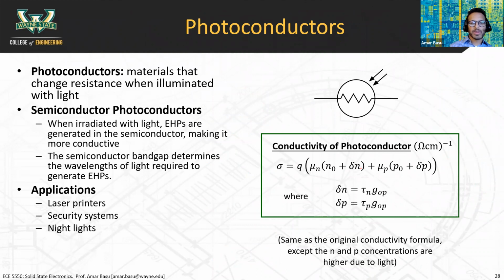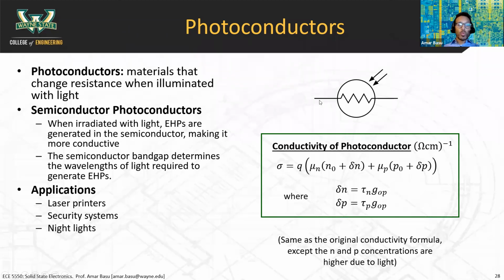Photoconductors are materials that change resistance when illuminated with light. I don't know if any of you are familiar with this electrical symbol, but this is a symbol for a photoconductor. It shows a resistor, so you have a certain resistance here. The circle around it with two arrows means that when this resistor is illuminated with light, the resistance changes.